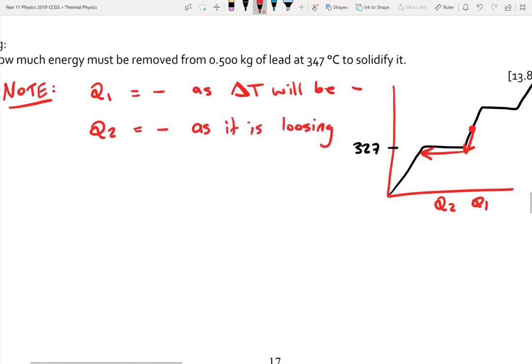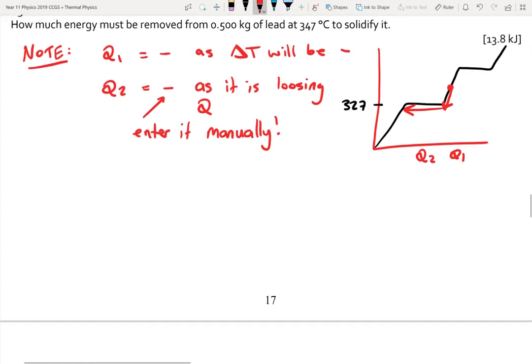Did I spell losing? You have to enter it manually. Okay? Again, this is another area where students make common mistakes. They add a big number to a negative number, and if the conditions are right, you get 0. Well, how did that happen?